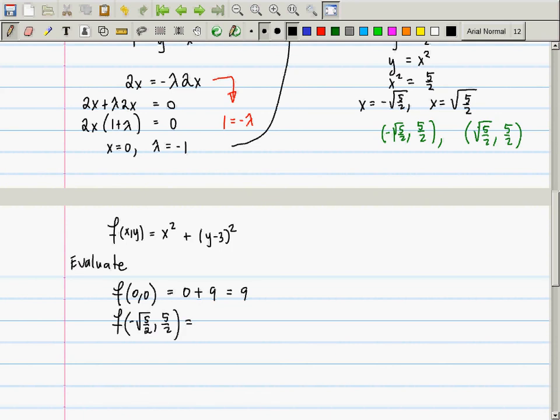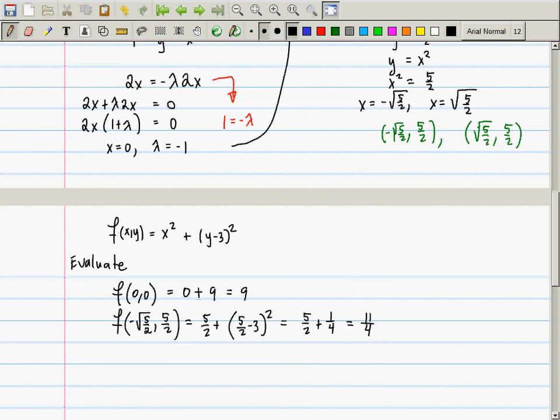That is, negative the square root of 5 halves, squared. So the negative goes away and the square root goes away, so that's 5 halves. And then plus 5 halves minus 3, squared. So 5 halves minus 6 halves is negative 1 half. You square that, so that's positive 1/4. So this is 5 halves plus 1/4, which is 10/4 plus 1/4, is 11/4. Okay, so any question about how we got to here?